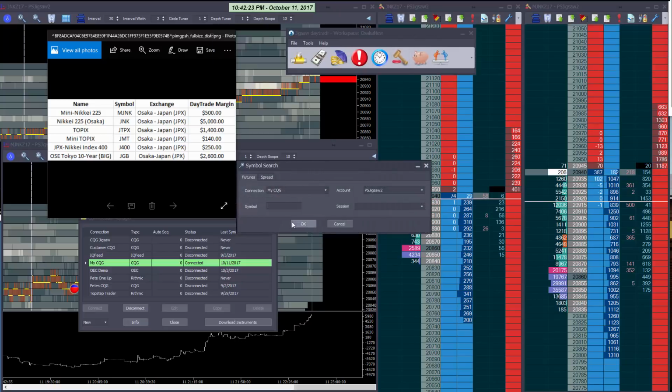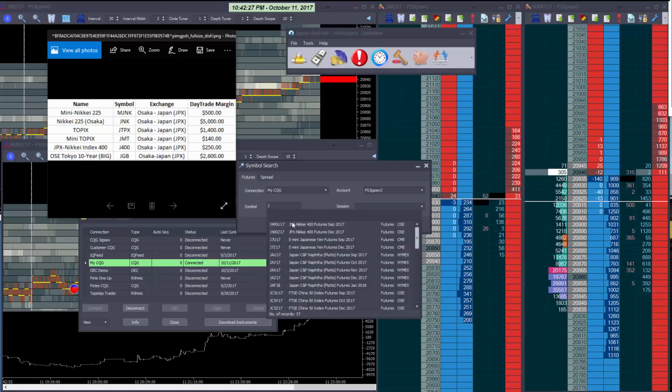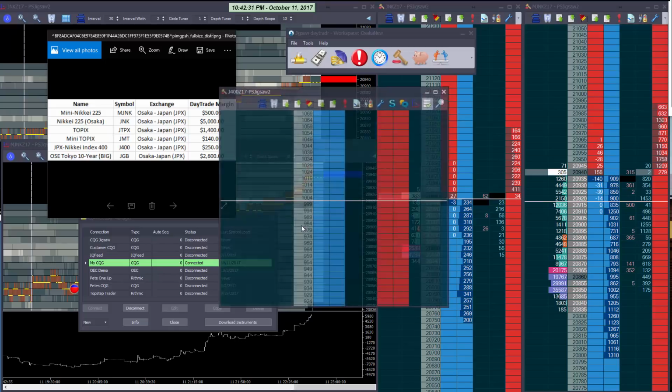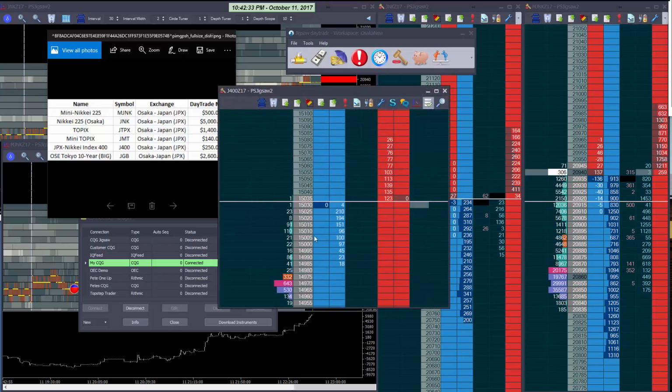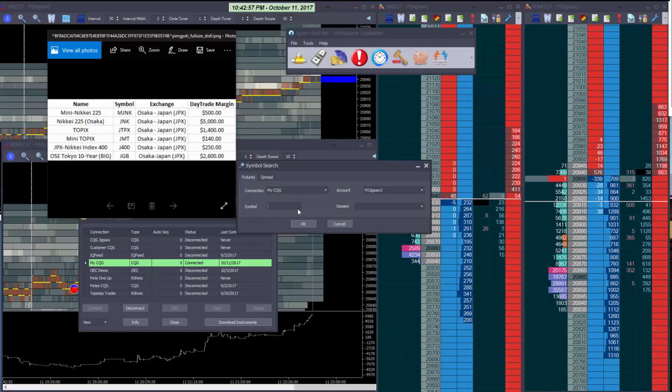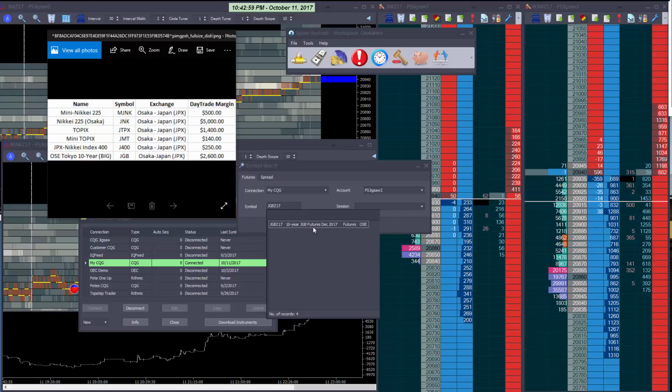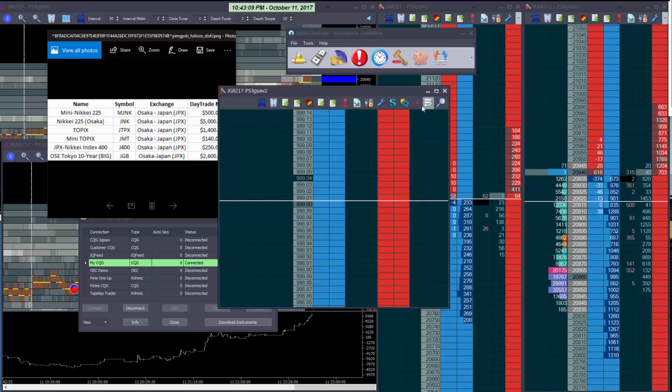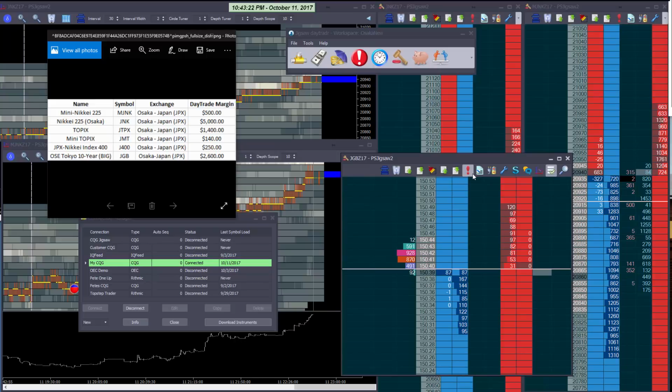We've got the J400, which is another index. J400 Z17. Okay, see that. And finally, the 10-year interest rates, JGB. In terms of demo accounts, for those who want to try this, we're not sure if the CQG demo accounts include all 6 of these markets.